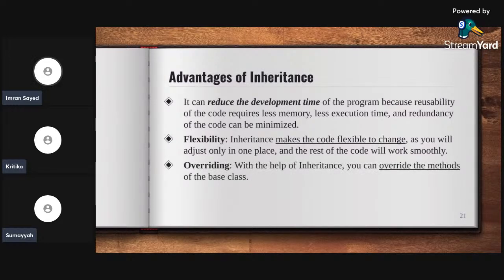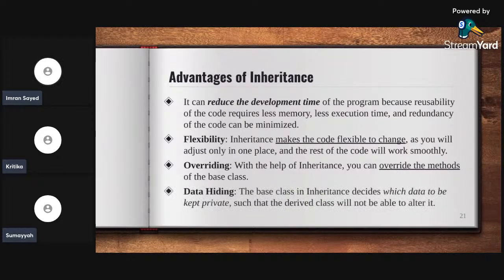Overriding: with the help of inheritance, you can override the methods of the base class, which means the parent class, in the child class. You can achieve data hiding. The base class in inheritance decides which data is to be kept private, such that the derived class will not be able to alter it. So, if there's a parent class and you want some of its data not to be changed by the child classes, you can set it as private.